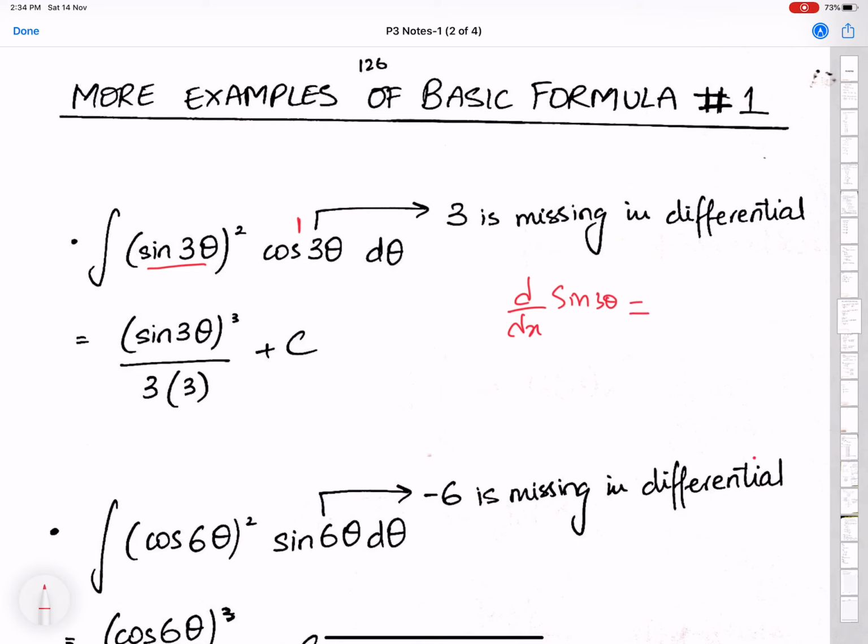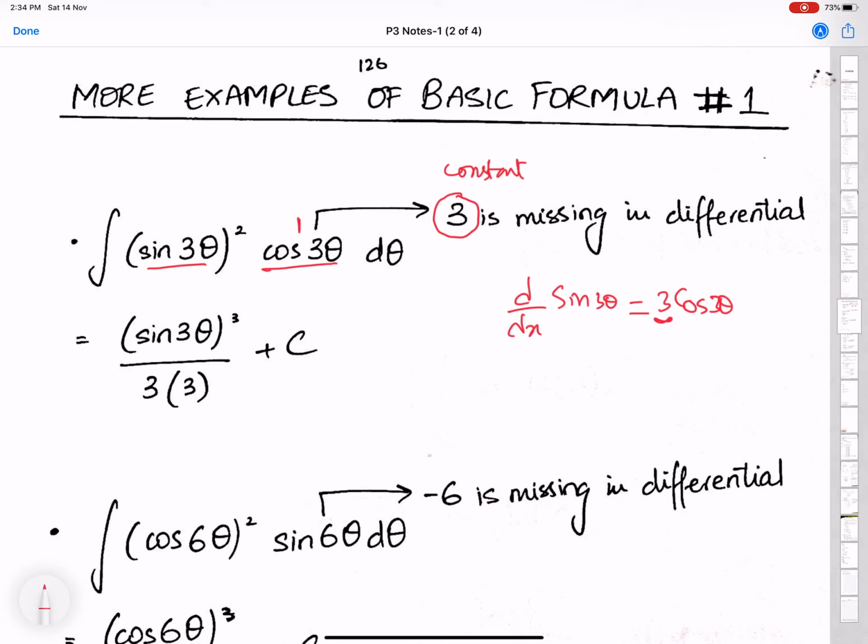The differential of sine 3 theta is 3 cos 3 theta. Now you need to observe the differential carefully. Something is missing in this differential. So this 3 is missing. 3 is missing in the differential and 3 is constant. So no problem, we can use basic formula number 1 here.